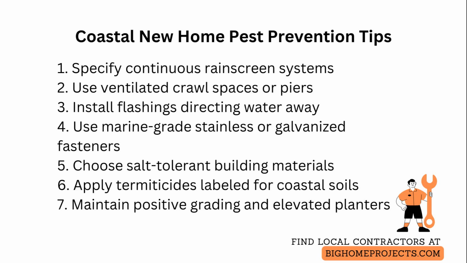Implement a robust site grading and landscape plan that keeps soil and mulch at least 6 inches below siding, slopes away from the foundation at a minimum 1 inch per foot for the first 10 feet, and uses elevated planter beds to reduce splash and moisture wicking into structural members.